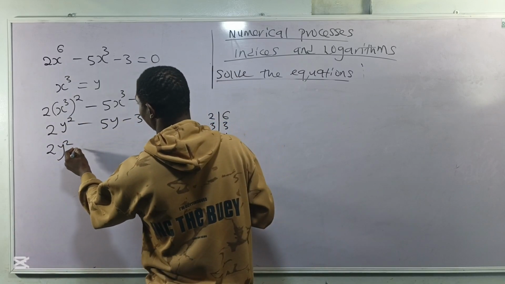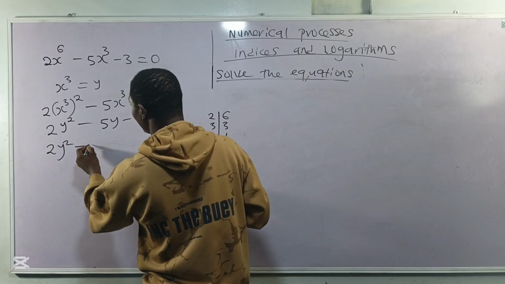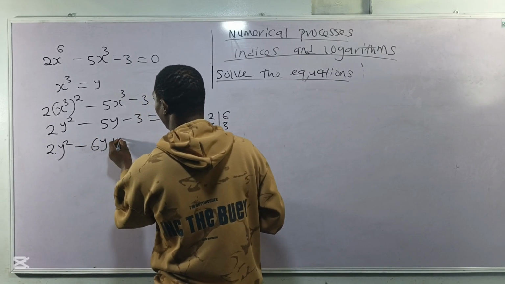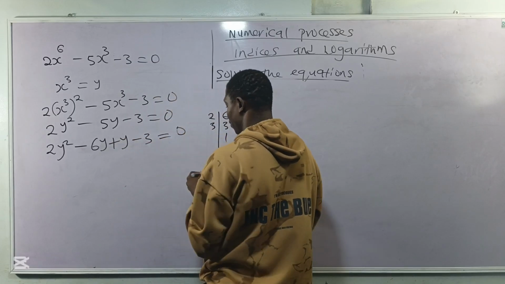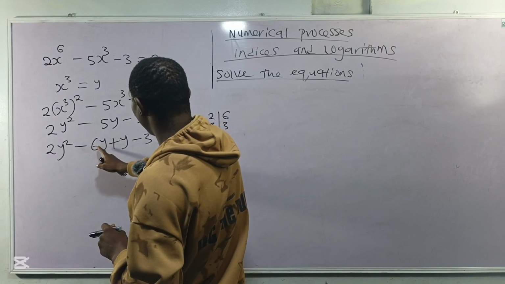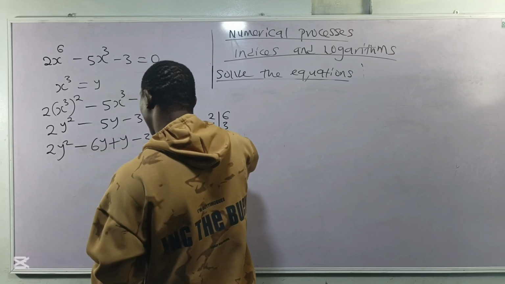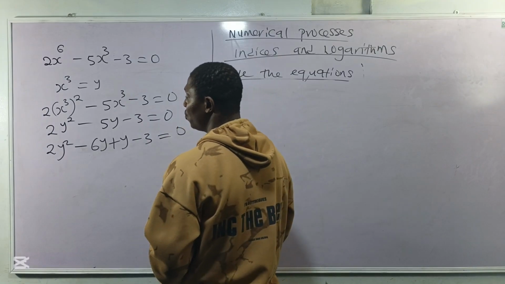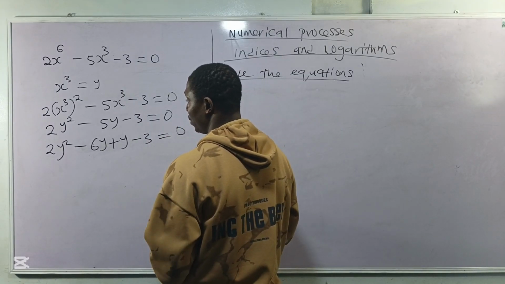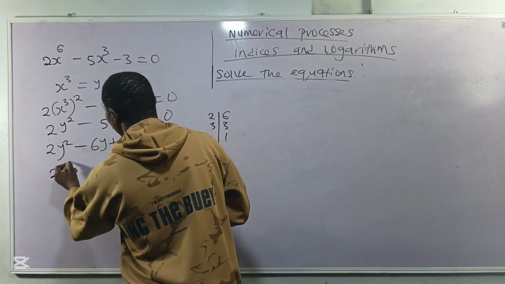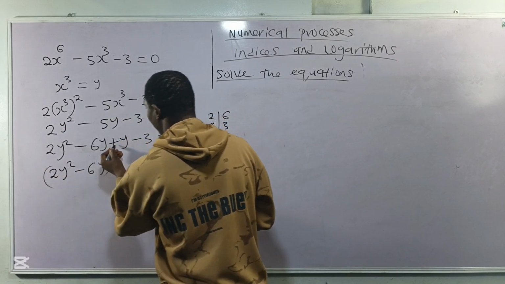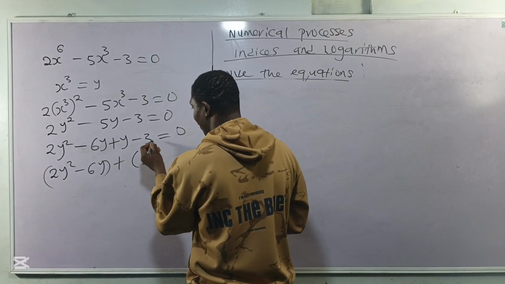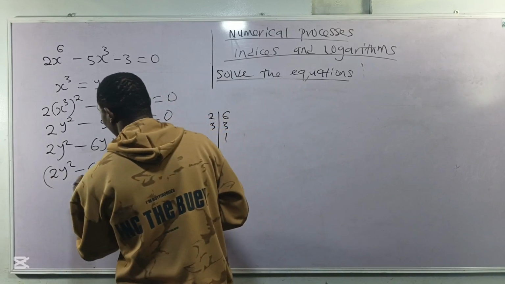So I have 6 and 1, which is minus 6y plus y minus 3 equals 0. Check. Minus 6y plus y will give me minus 5y. Remember, it's not only by factorizing; you can equally use completing the square or the quadratic formula. Now our bracket: this is 2y squared minus 6y in bracket, I'll bring my plus. Since plus is in front of the bracket, all the signs remain the same. Plus remains plus, and minus 3 remains minus 3, equal to 0. What's common here is 2y.